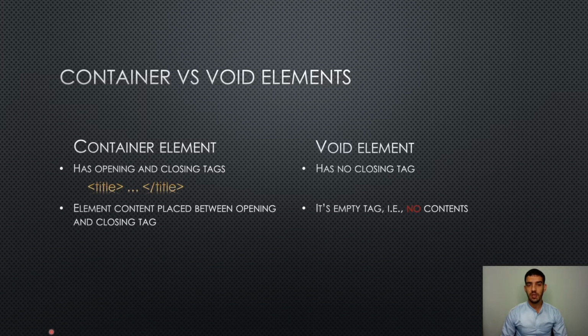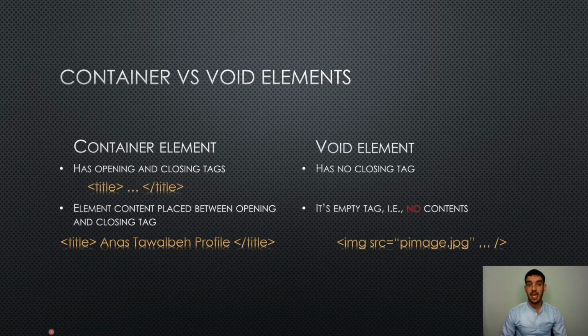Example of a container element: the title tag, or title element. So there will be an opening tag, a closing tag, and the title will be in between. The full example is title, a Tawalbeh profile, and the closing tag title. An example of an empty tag is the image tag, and as you can see, it ends with the slash and angle bracket, and that's it. There will be no other closing tag. In fact, the slash indicates that this is an empty tag.